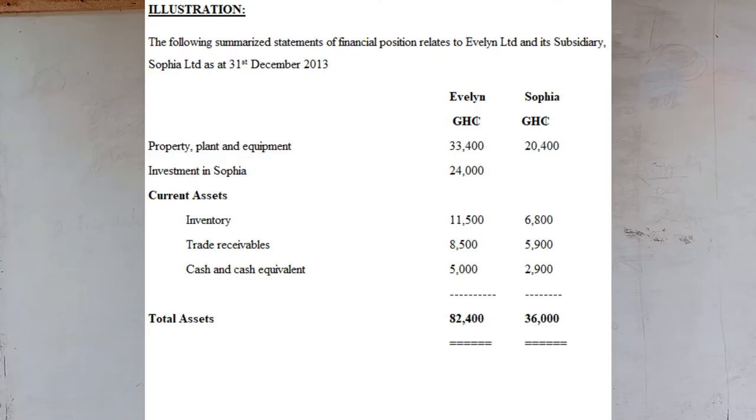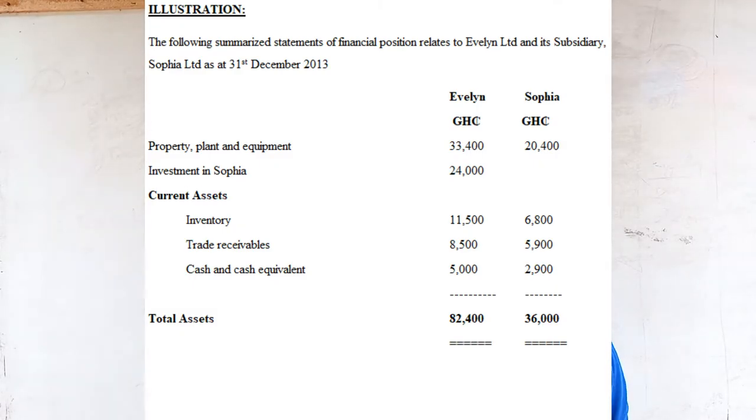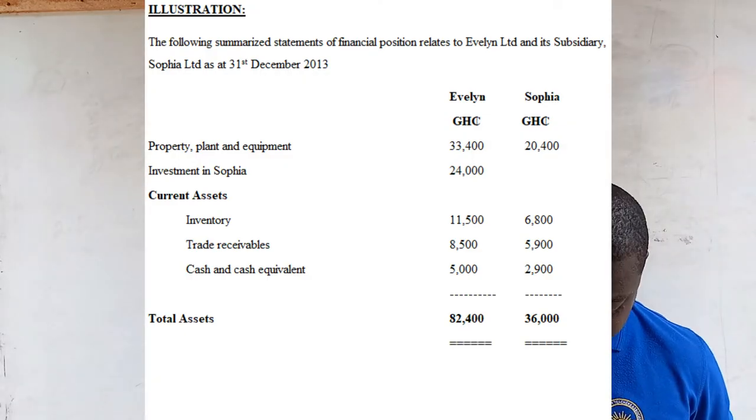The following summarized statement of financial position relates to Evelyn and its subsidiary, Sophia Limited, as at 31st December 2013. So we have two separate financial statements for Evelyn and Sophia Limited. So we have property, plant and equipment, 33,400, 2,400, respectively in Ghana cedis. We have investment in Sophia and Evelyn Limited, 24,000. And then we have current assets. Under current assets, we have inventory, 11,500 and 6,800 for both. And then we have trade receivables. Evelyn is 8,500, Sophia is 5,900.